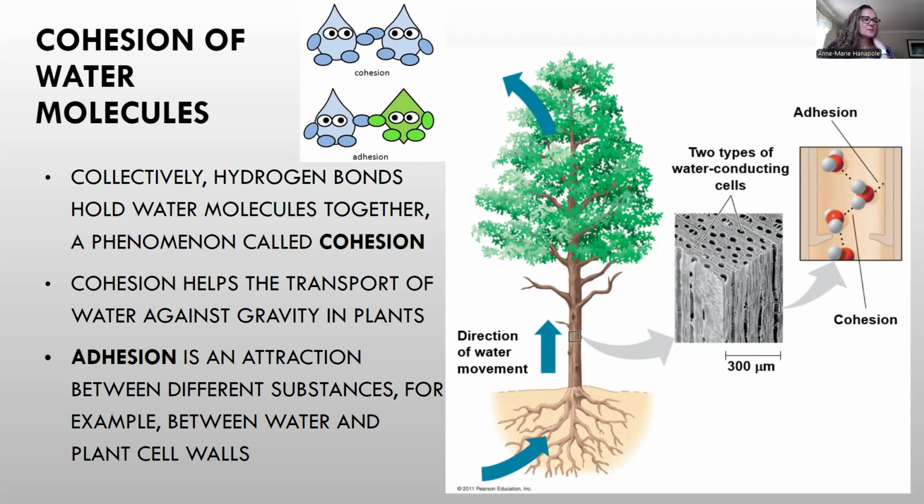And then adhesion is when the water molecule is attracted to another molecule, another substance. The polar nature of the water allows it to hydrogen bond to other polar molecules, so any molecule that is polar will have that attraction with the water. And that again allows the water to travel up the tree. The water molecules are going to stick to each other, cohesion, but they're also going to stick to the sides of the tree as it transports the water up the xylem of the tree.